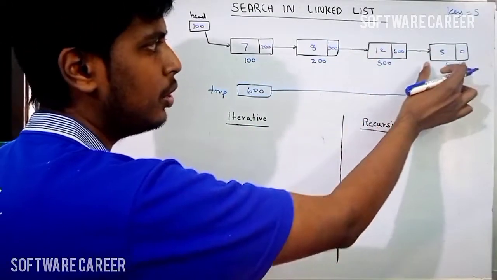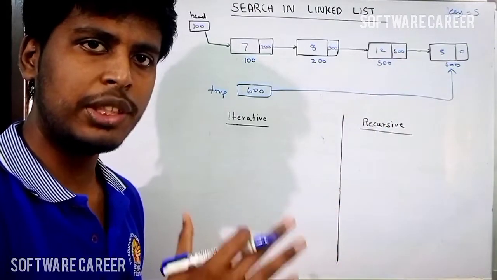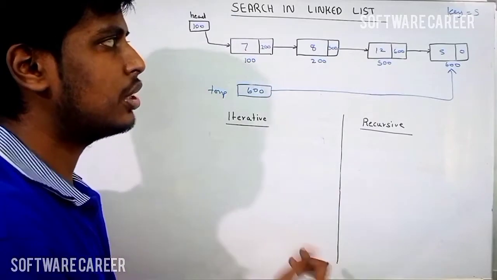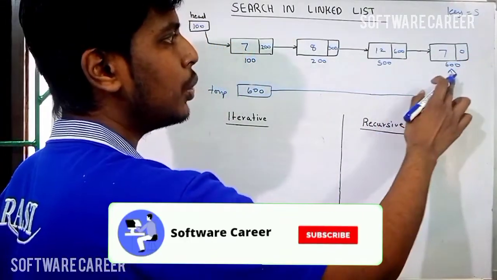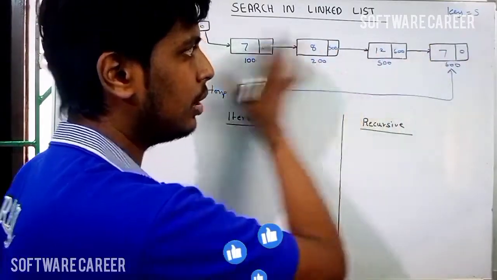So you should print true. If you have found the element in the linked list, it returns true. If you have not found it, it returns false. Suppose, instead of 5, 7 is here. Then you have not found the key element in this linked list.